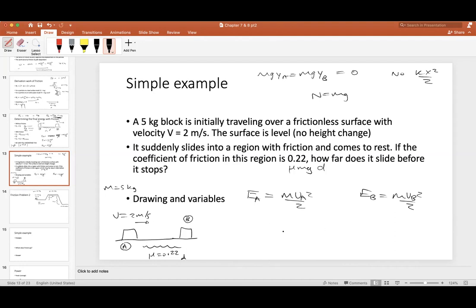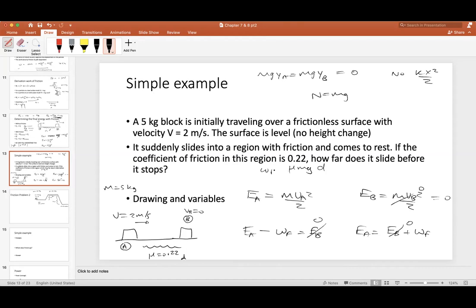And then we can do one of two things here. We're also going to note that vB is 0, so this is 0. We could either say the initial energy minus the work of friction is EB, or the initial energy is the energy at B plus the work of friction. Whichever way you want to see this. We know that this is 0, so we're going to say this is 0 and this is 0.